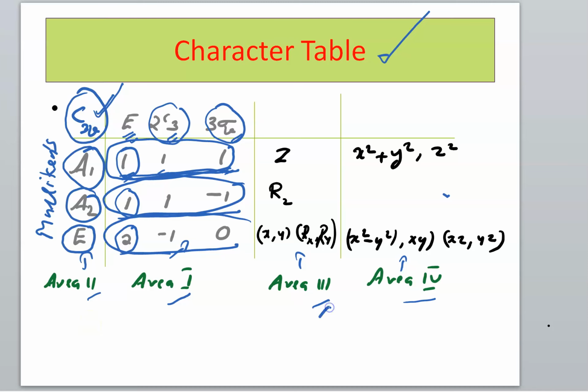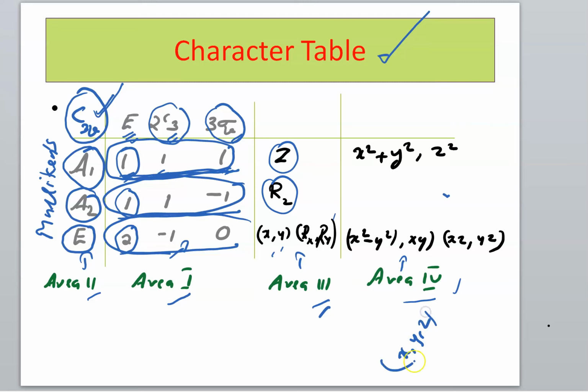In area 3, we write the basis of the irreducible representation. The basis of A1 is Z. The basis of A2 is Rz. The basis of E is X, Y, Rx and Ry. More details about this we will study later. In area 4, we write the combinations of X, Y, Z.